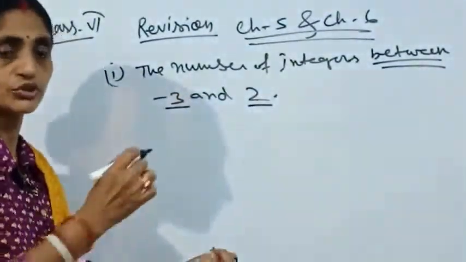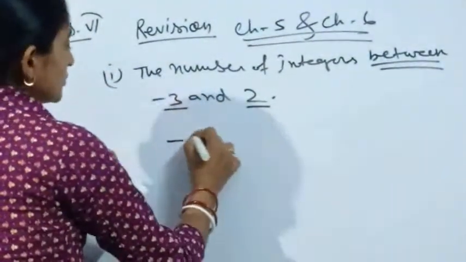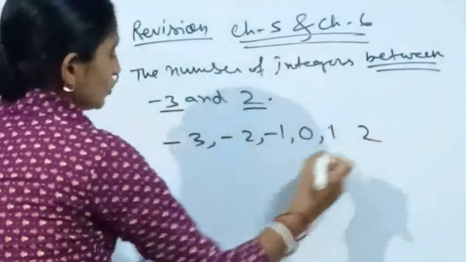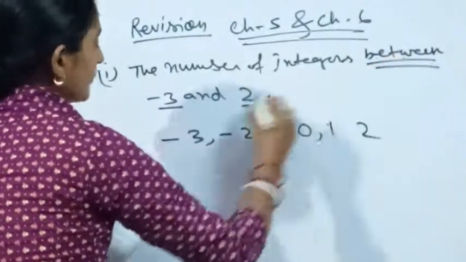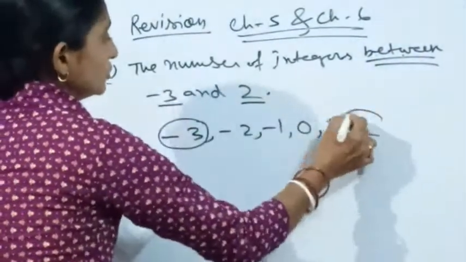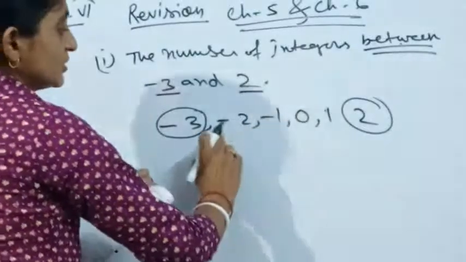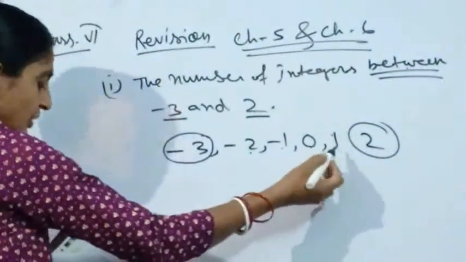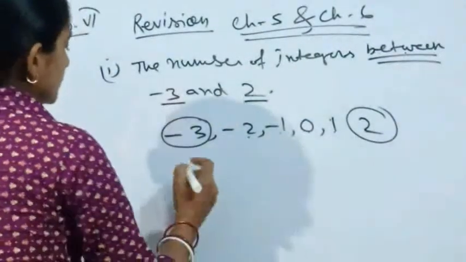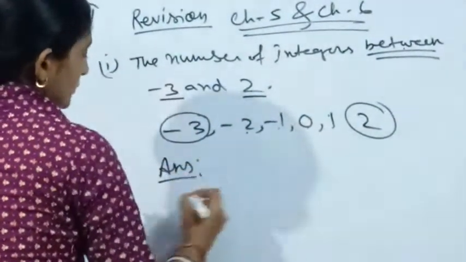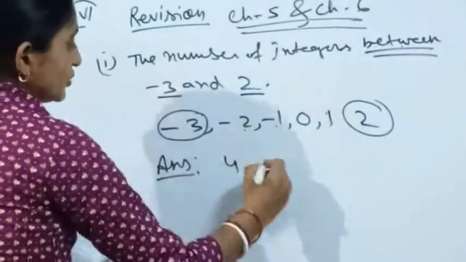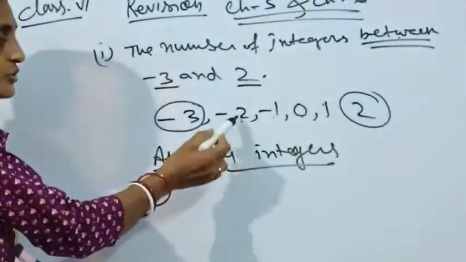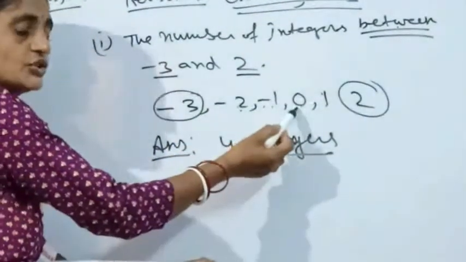So let's write the numbers. Which numbers will you get in between? The numbers are -3, -2, -1, then 0, then 1, then 2. But as it is asked for between, here we are going to omit these two. So other than those two, the numbers we are getting are -2, -1, 0 and 1. So how many integers have you got in this case? Your answer will be 4 numbers. Here 4 integers are there. And which are the 4 integers? -2, -1, 0 and 1.